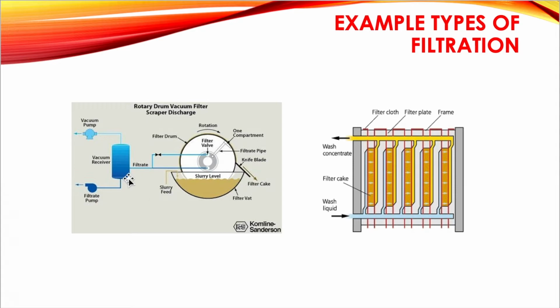This slurry will pass through around the surface of the rotary drum and be filtered out to this filtrate vacuum receiver. Here, as you can see, we have a valve and then there's a filtrate flow line, and after a while, cake will be built up surrounding this rotary drum, and there's a knife blade that actually cuts this cake and filters the cake out.